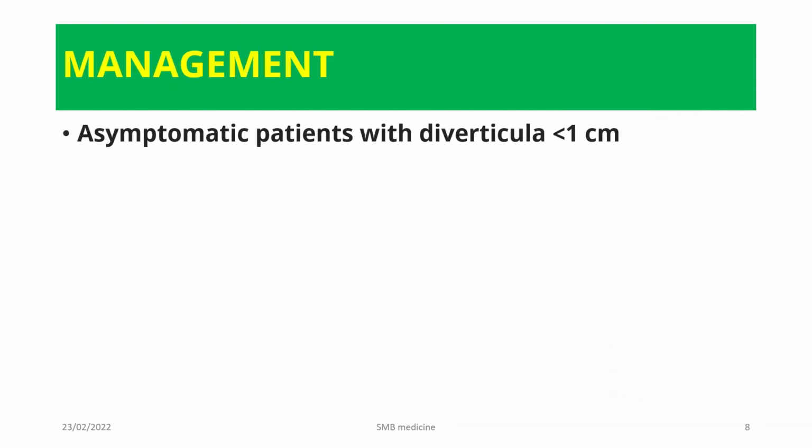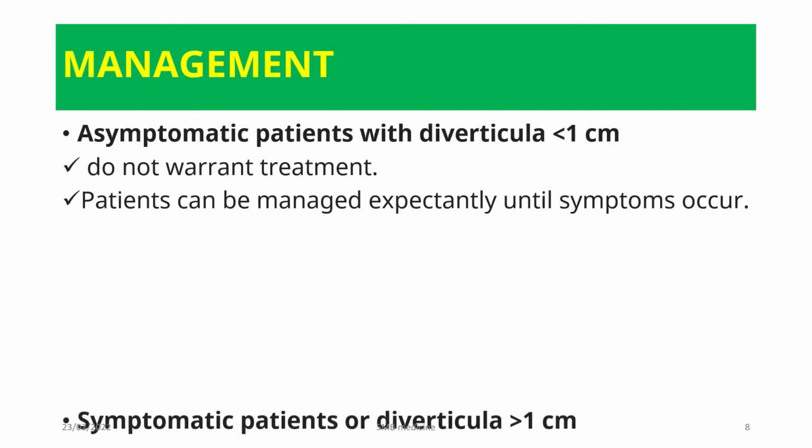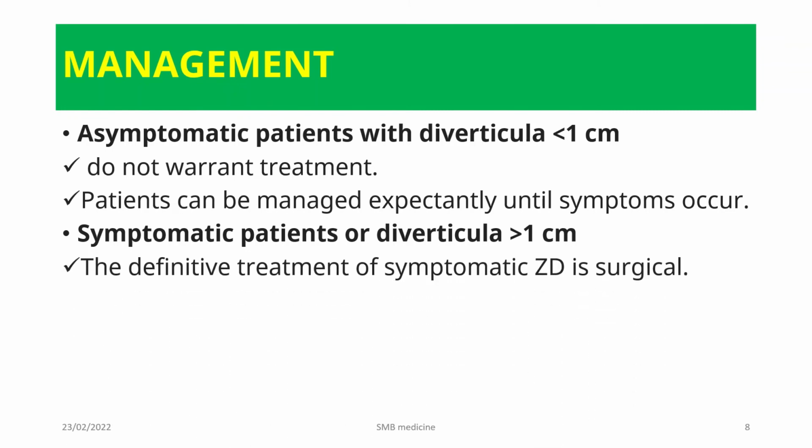Management: if the patient is asymptomatic and the diverticulum is small, less than 1 centimeter, it doesn't need any treatment until the patient becomes symptomatic. If the size is above 1 centimeter or the patient is symptomatic, one can intervene with surgery or endoscopic procedures so that the diverticulum will be managed.